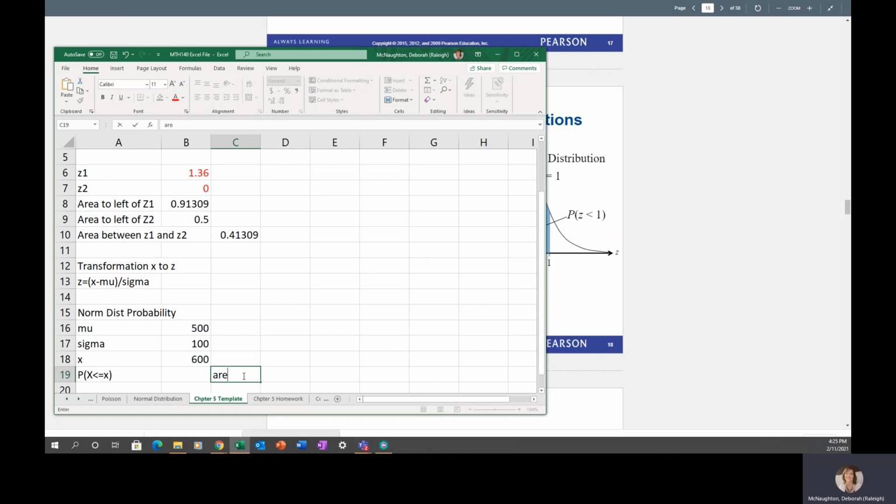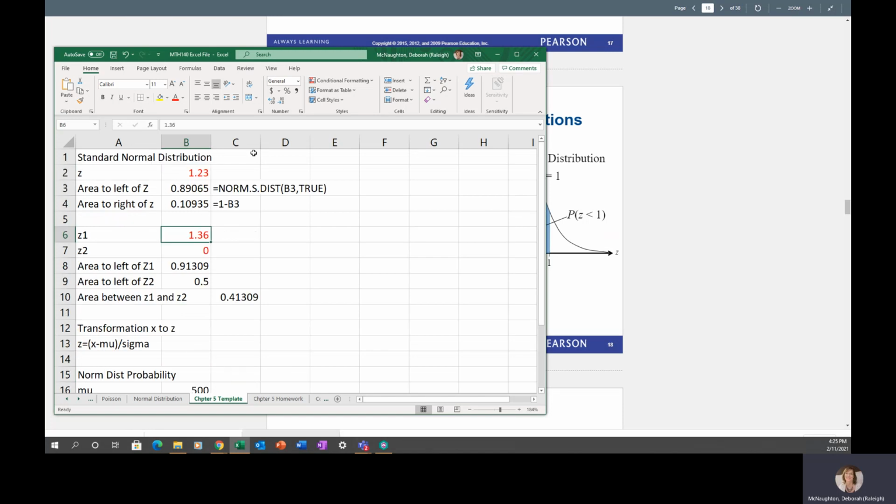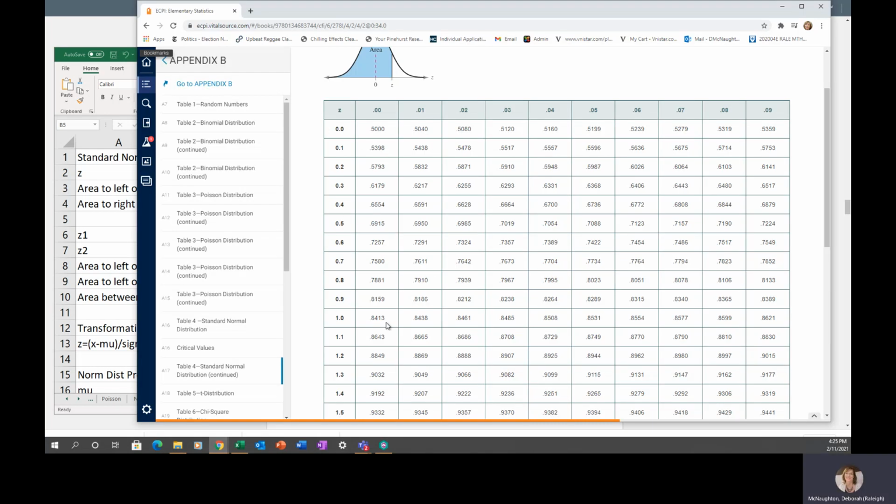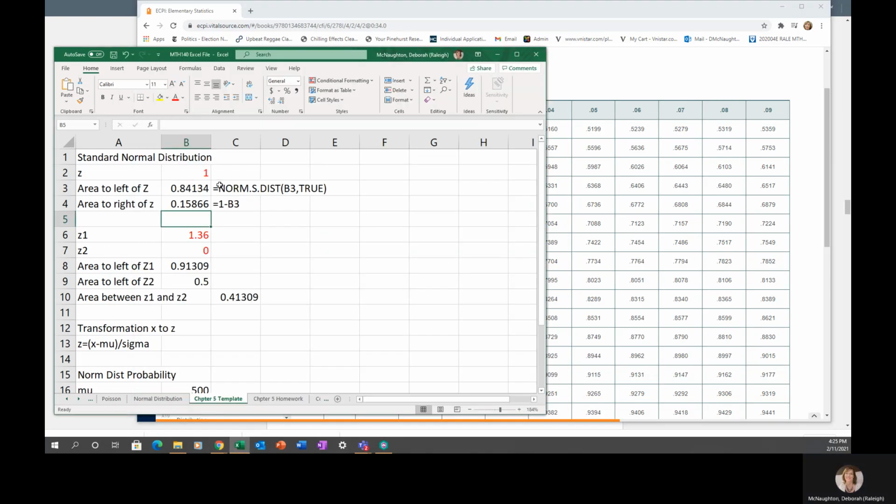This is also the area to the left of x, right? So the way that I find this, not using the standard normal, because I could just change this now to 1, correct? I could go all the way up to the top here and make this value 1, and I would get that number that I saw in the table, 0.8413. I'm just going to change this back to 1.23 because I want it like that. All right.